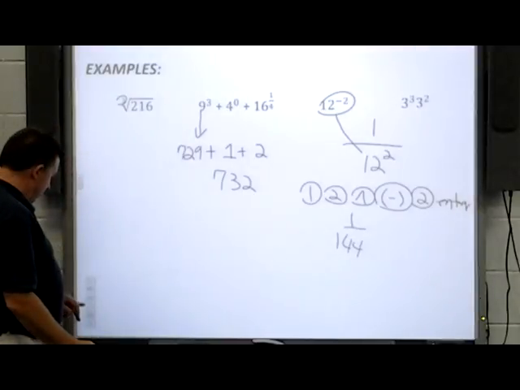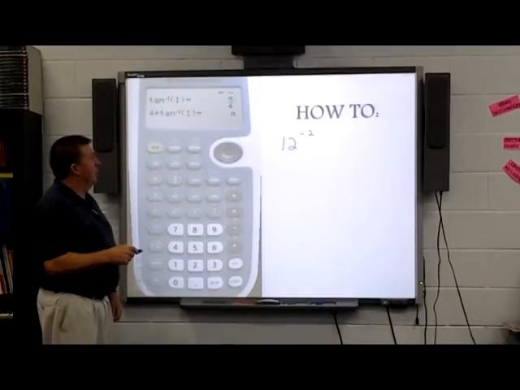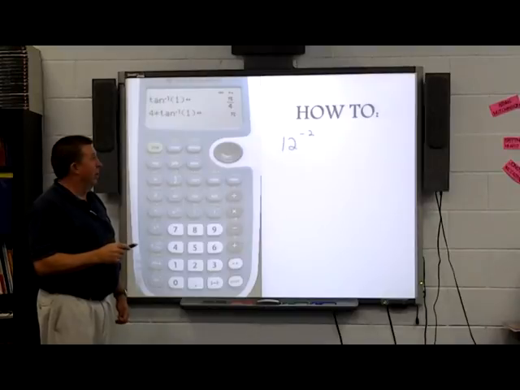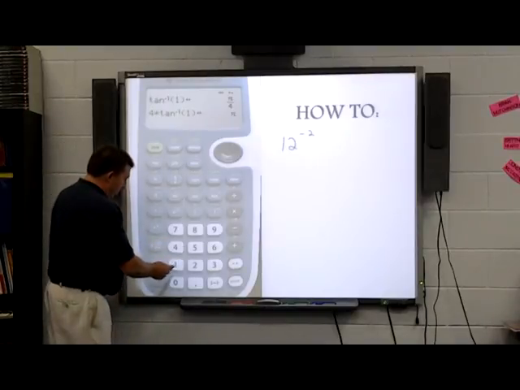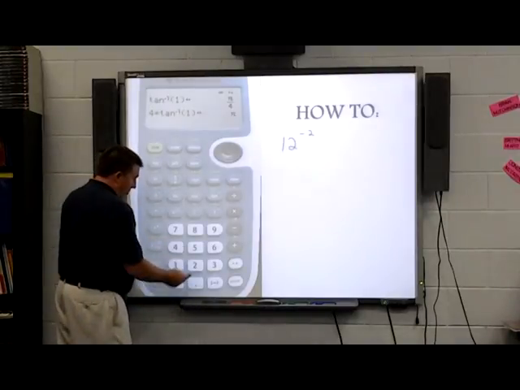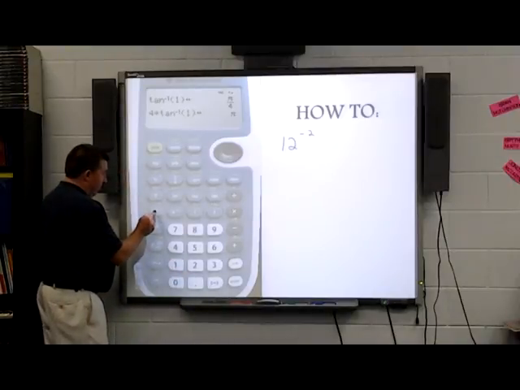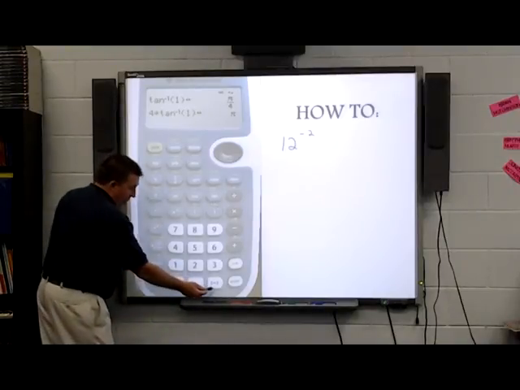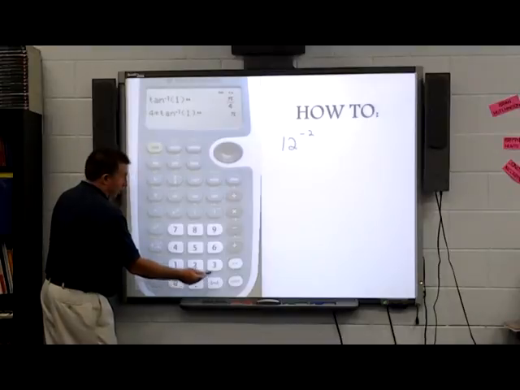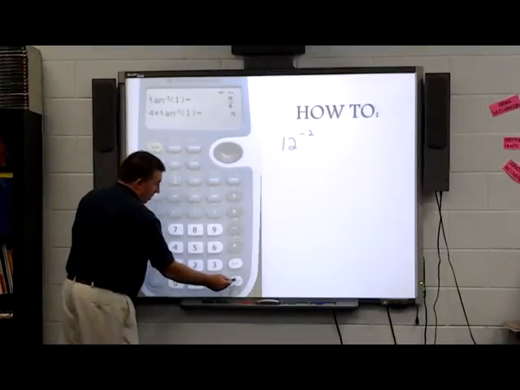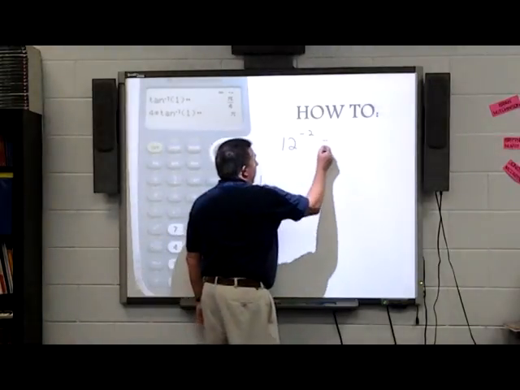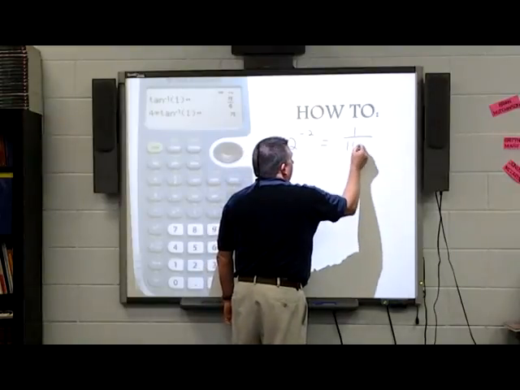Here's what that one looks like. I'm going to show you how to do the 12 to the negative 2 power on the calculator. Hit the 1, hit the 2, that's your 12. Upside down V. Here's the negative sign. And 2, and enter. And it should read out when you get finished 1 over 144.